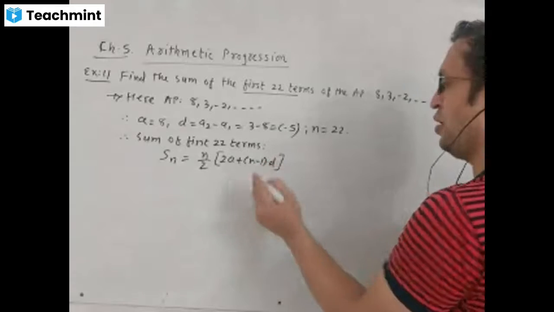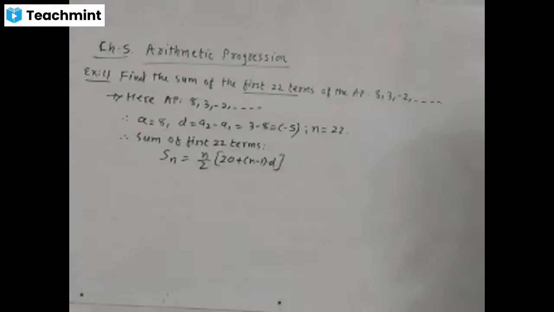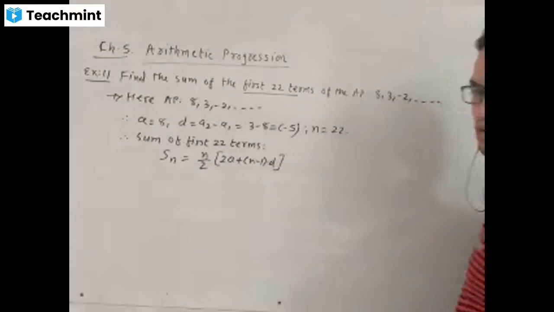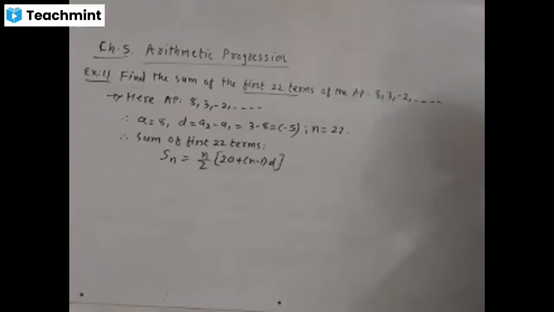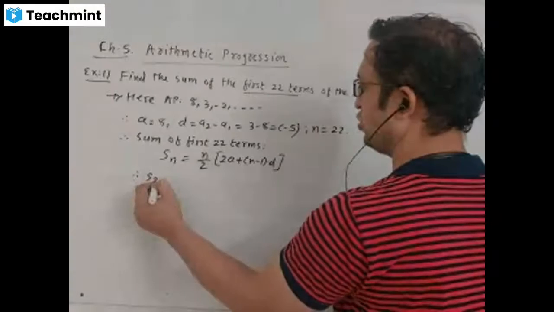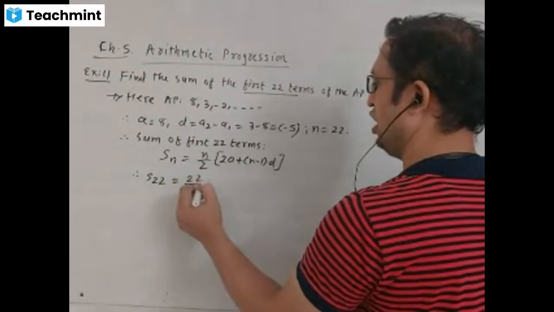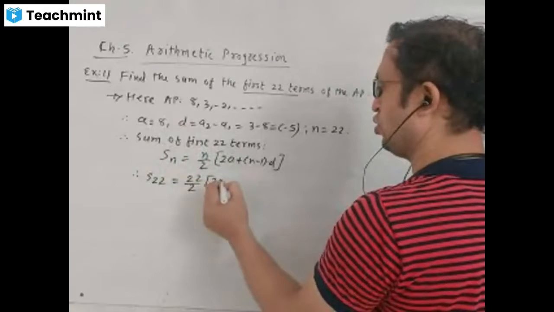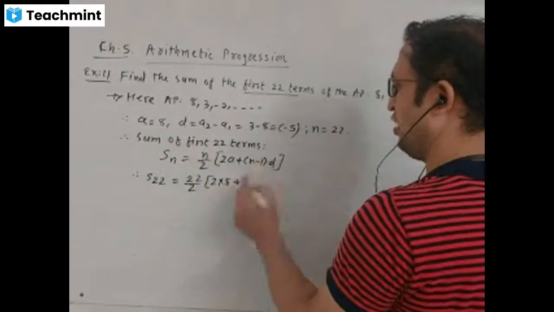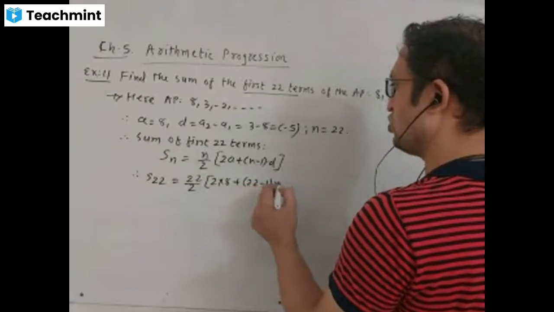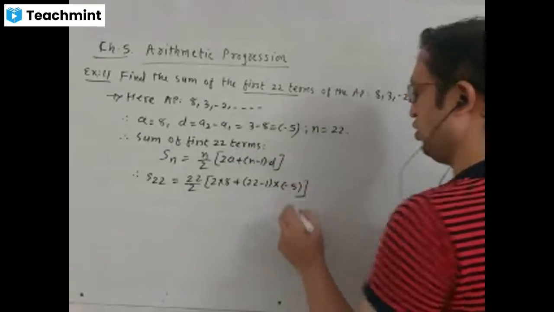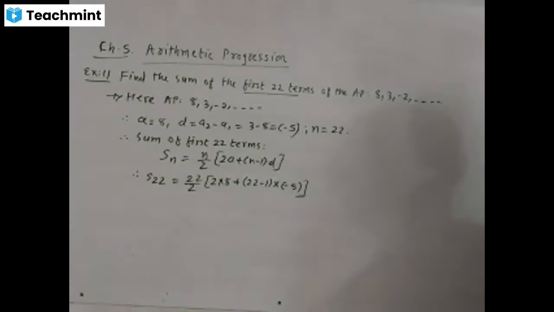The formula n by 2, a plus l is used when the last term is given, but here the last term is not given. Then we use n by 2, 2a plus n minus 1 into d. What is n? n is equal to 22. So 22 by 2, 2 into a, what is a? a is equal to 8. 2 into 8 plus 22 minus 1 into d. d is equal to negative 5. Okay, clear?